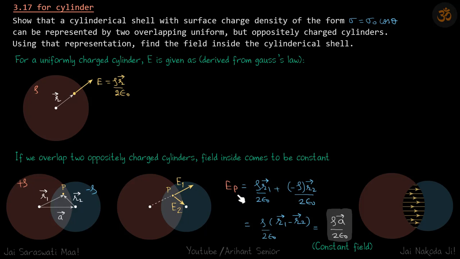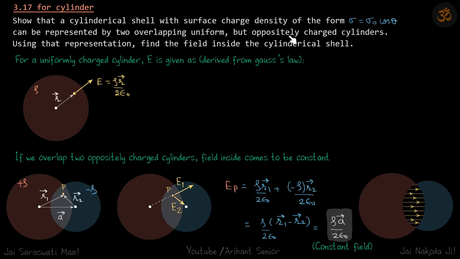So E at P in vector form we can write as rho R1 vector by 2 epsilon naught minus rho R2 vector by 2 epsilon naught, which gives rho by 2 epsilon naught times R1 vector minus R2 vector. R1 vector minus R2 vector is A vector, the line joining the positive to the negative cylinder's center, which gives rho A vector by 2 epsilon naught, and you can see it's a constant field. So in the overlapping region, the field is constant and its value is rho A vector by 2 epsilon naught.